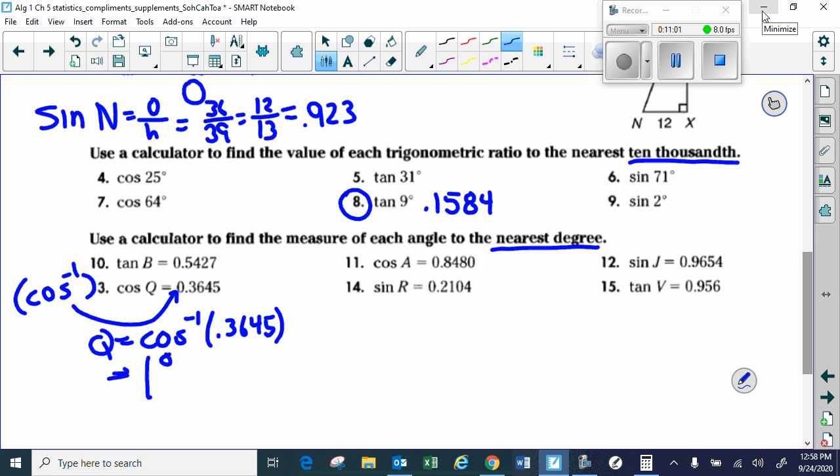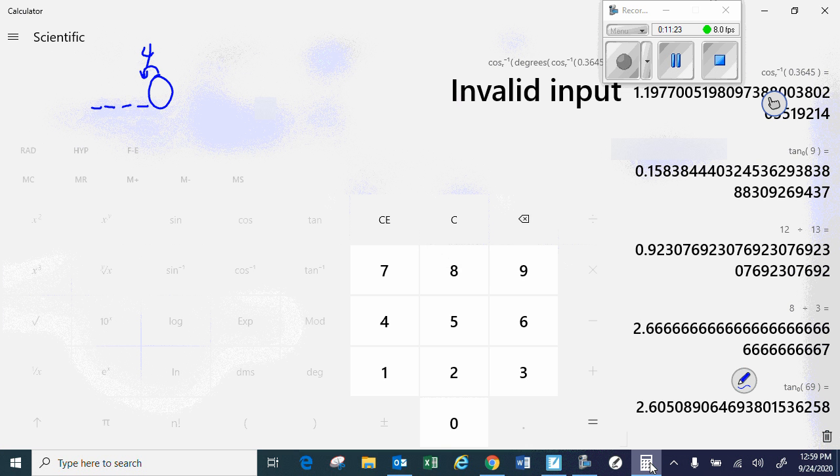Let me pause it for a second. Okay, I went and got a graphing calculator. Checking the graphing calculator, yeah, it's way off. It is 68.6 degrees, which is going to round to 69 degrees. I don't know why that scientific calculator is not working correctly.